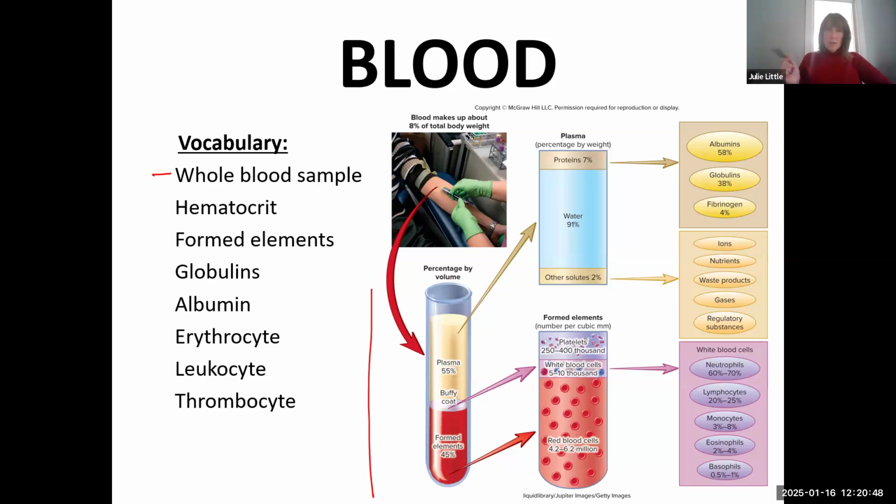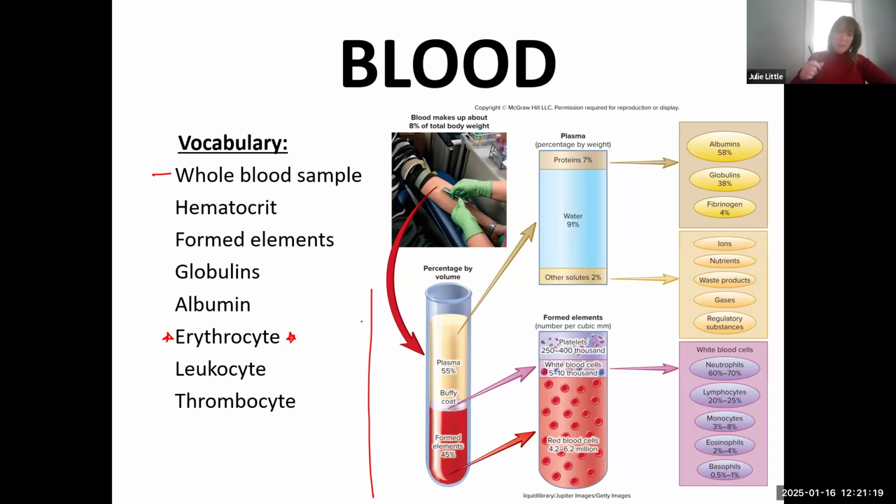Now, if we put it in a centrifuge and we spin it around and spin it around, then the heaviest things will go down to the bottom. And those heaviest things happen to be cells called erythrocytes. They're called red blood cells, but in this class, we'll call them erythrocytes. And they are the oxygen carrying cells in your blood. They carry the respiratory gases or oxygen mainly.